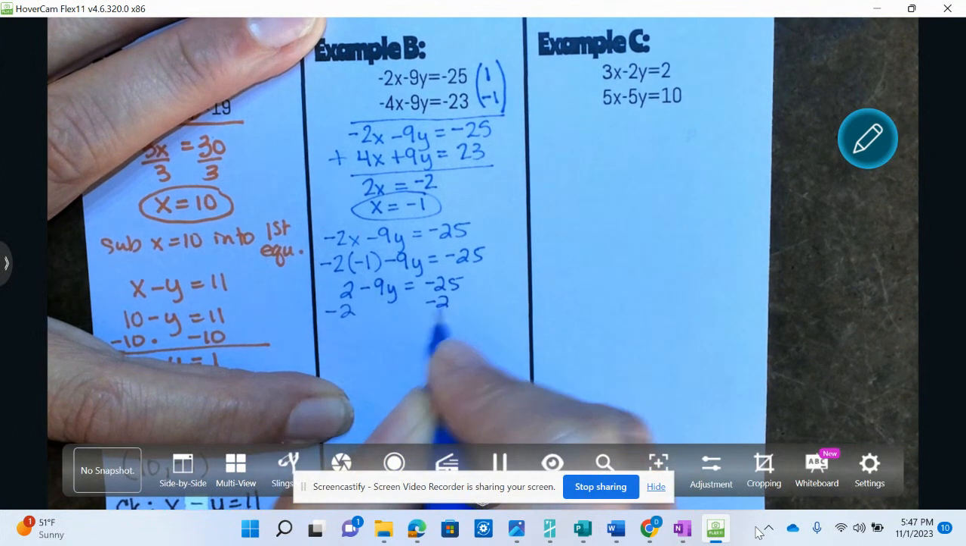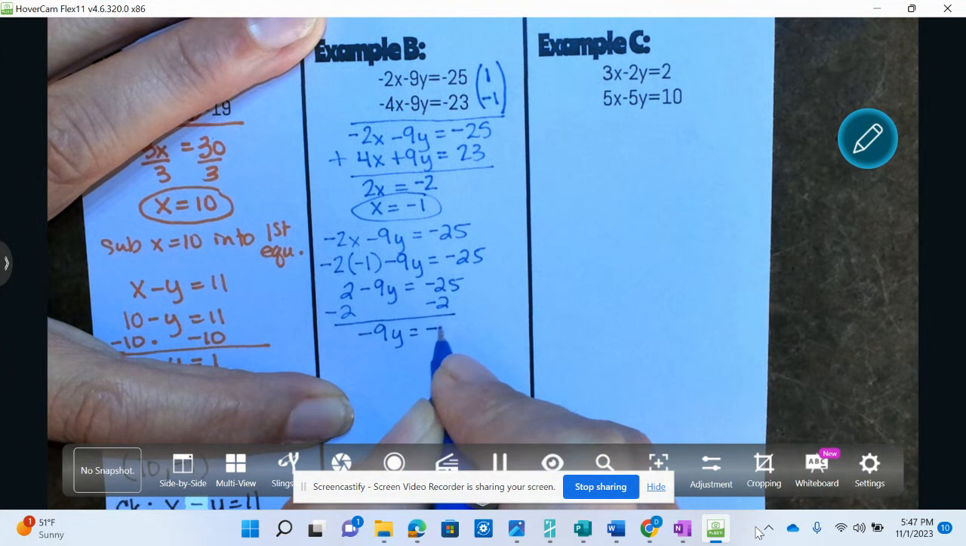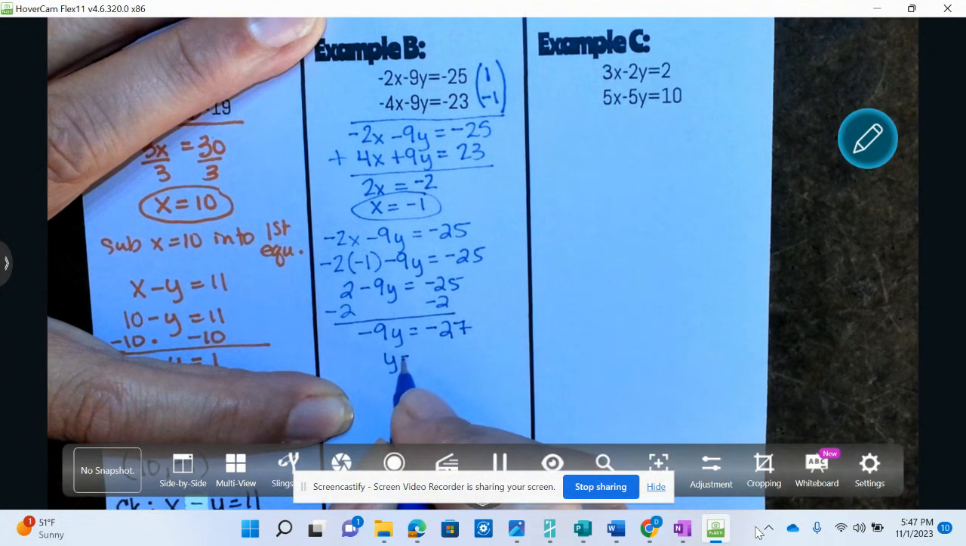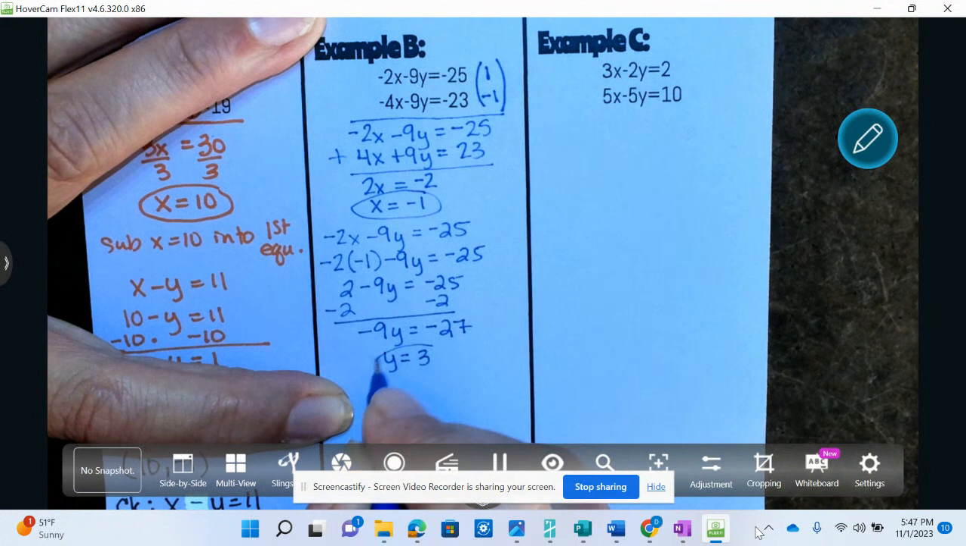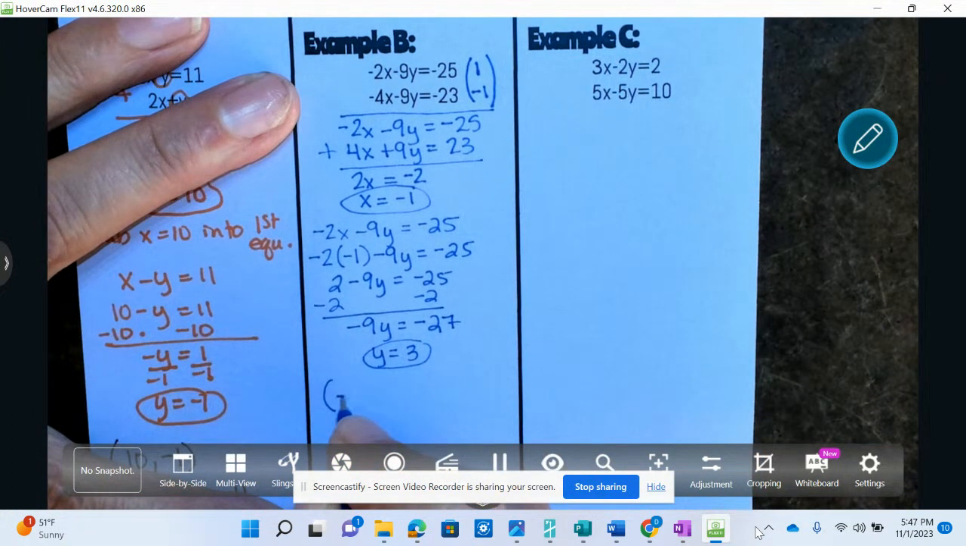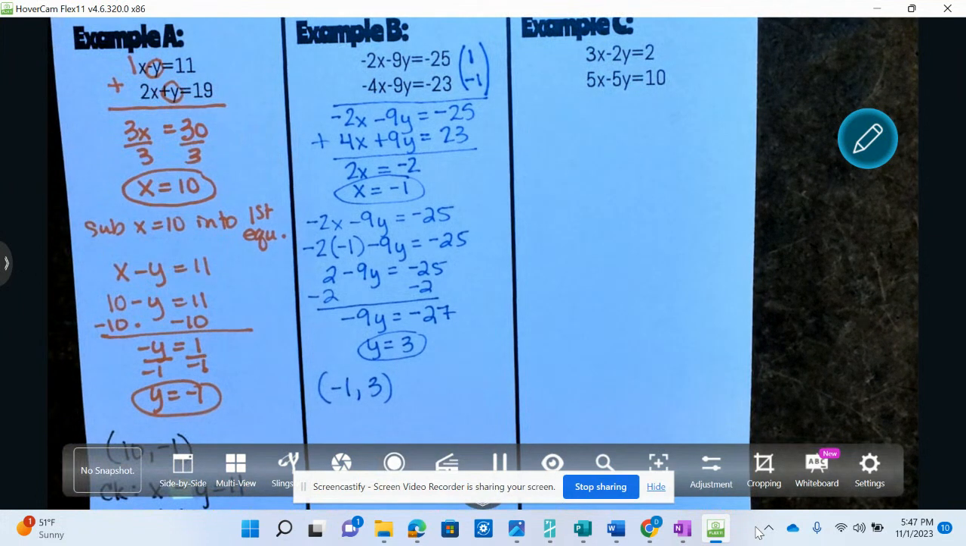Subtract 2 from both sides. Negative 9y equals negative 27. Divide both sides by negative 9, and I find out that y equals 3. So my solution is the ordered pair negative 1, comma 3. That's my solution, but I'm not done yet. I have to do the check.